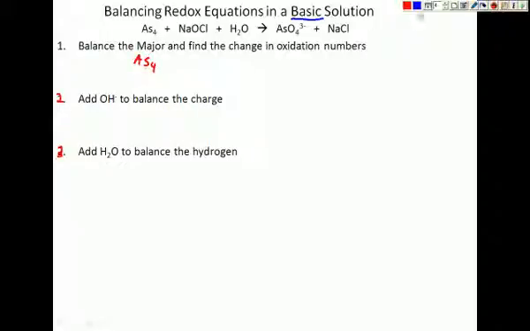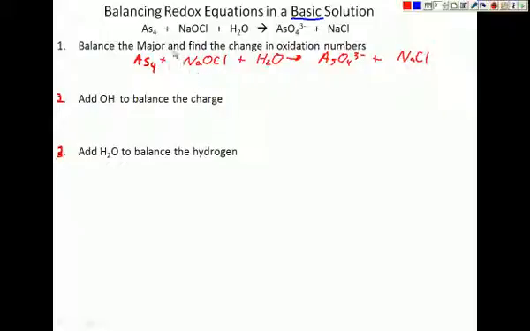As4, make my pen a little smaller, As4 plus NaOCl plus water makes AsO4 3 minus plus NaCl. Okay, we haven't balanced the majors yet.